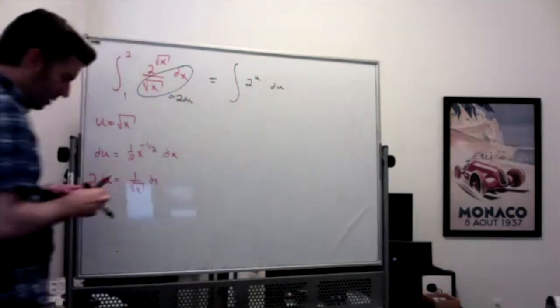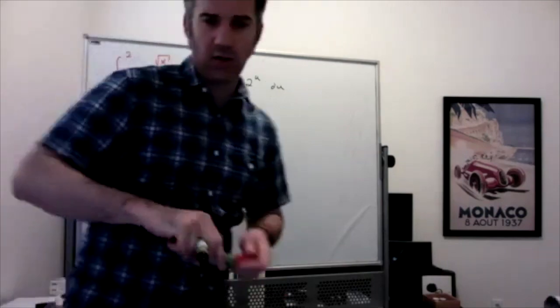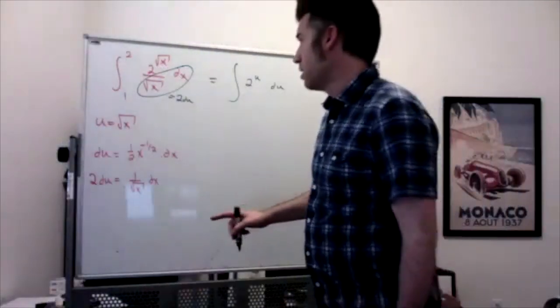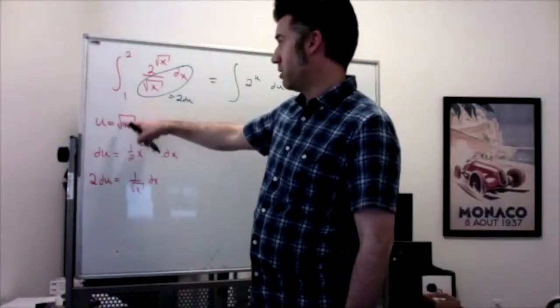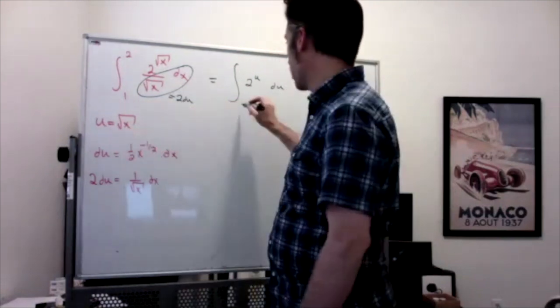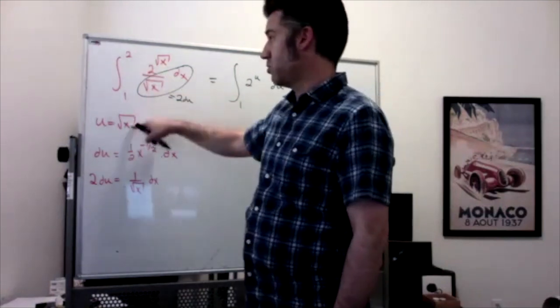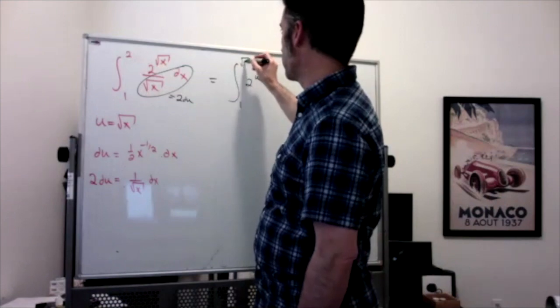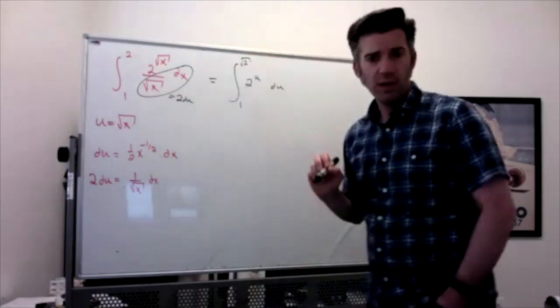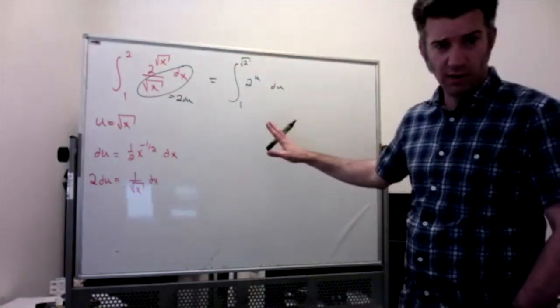Unfortunately, these limits of integration are a little bit not the best. If x equals 1, u is going to equal the square root of 1, which is 1. And if x equals 2, u is going to equal the square root of 2. Does this look good so far?